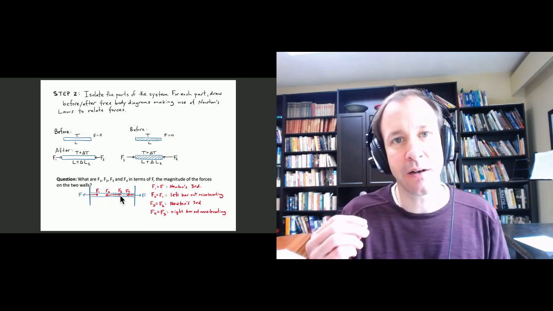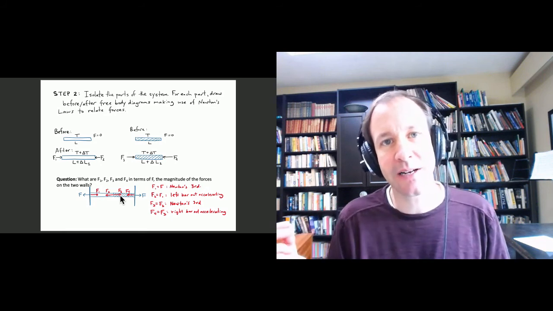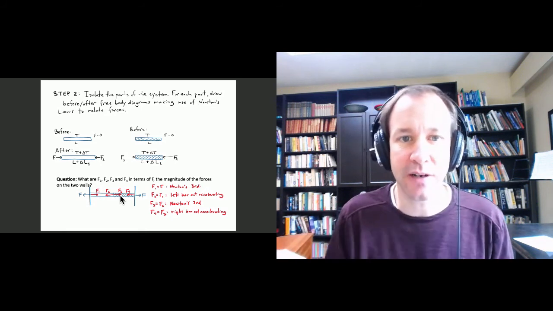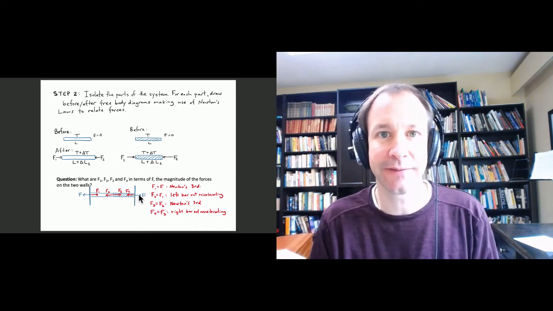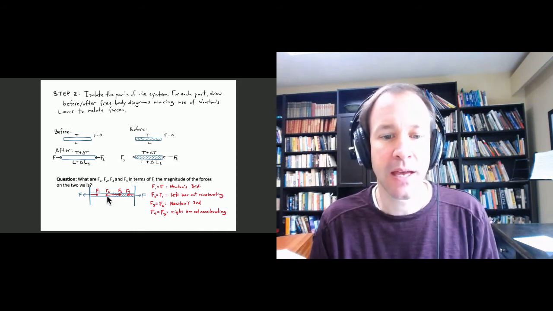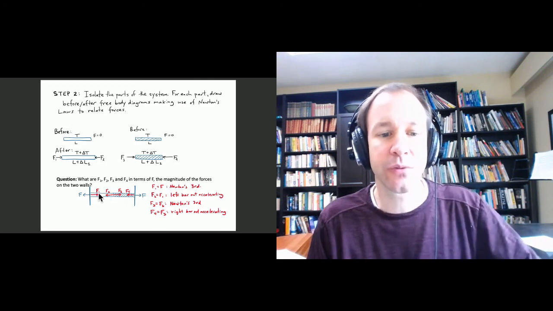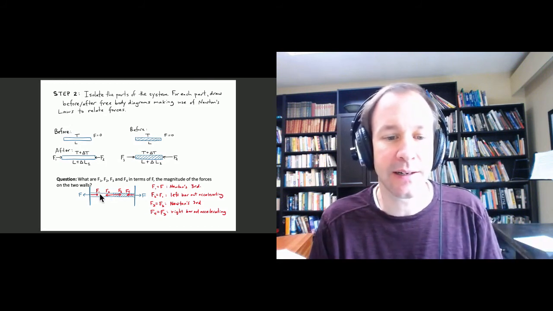Newton's third law also tells us that F2 equals F3. The force of the left rod on the right rod is equal to the force of the right rod on the left rod in magnitude. And it tells us that F4 is equal to F. Next, we need to use Newton's second law to say that F1 equals F2 and F3 equals F4.